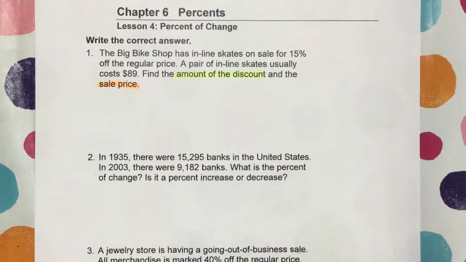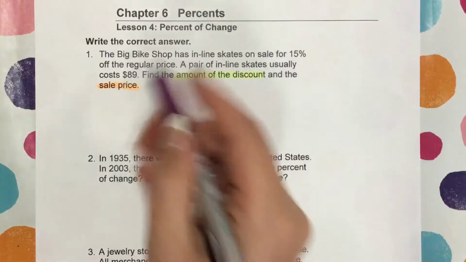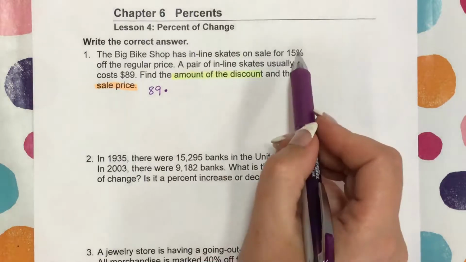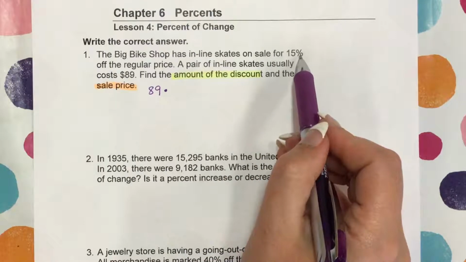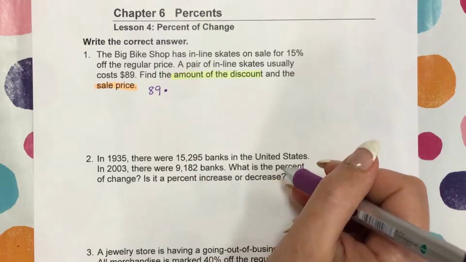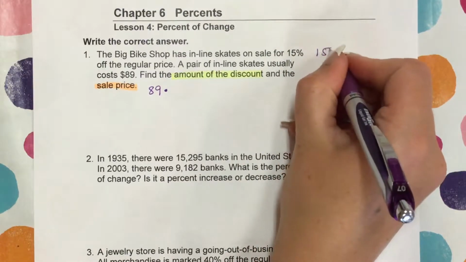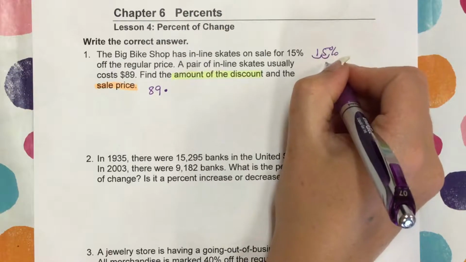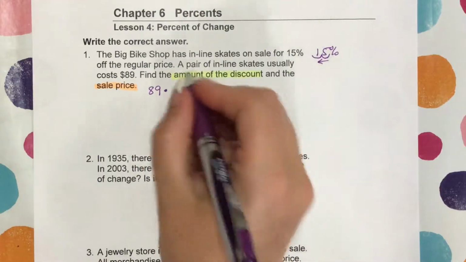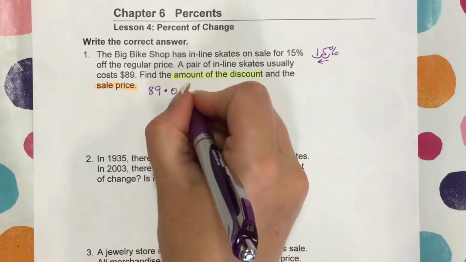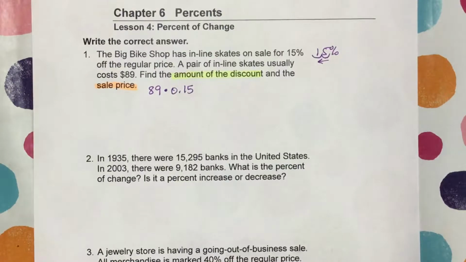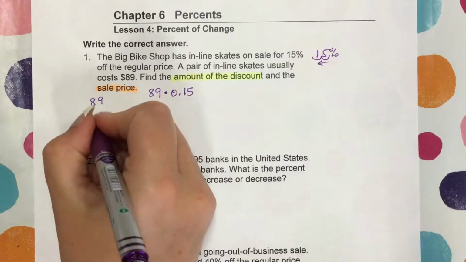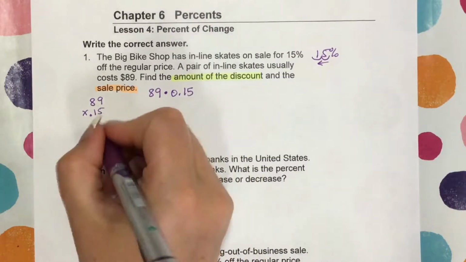Now, to do that, we're going to take the original cost, which is $89, and we're going to multiply that by this percentage. This is the percentage off in the form of a decimal. So remember, when we have 15%, we can change that to a decimal by moving the decimal places over 2 places to the left. So we're going to multiply it by 0.15, okay? And that's going to give us the amount of the discount. So I'm just going to go over here and go 89 times 0.15.